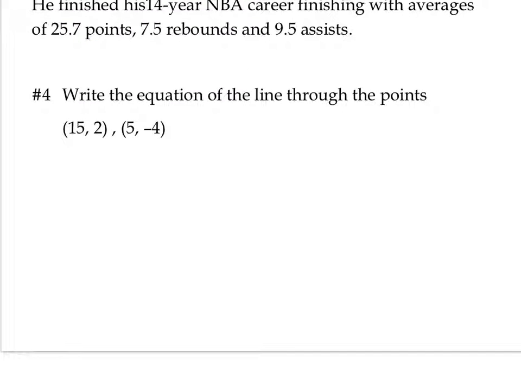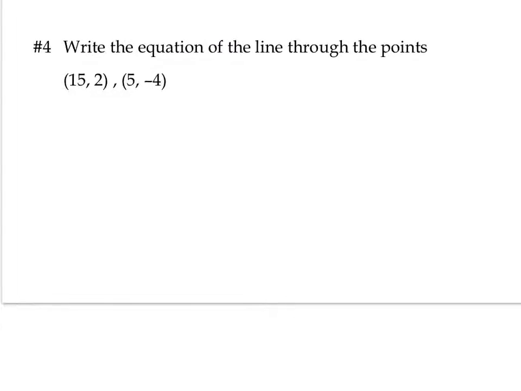All right, let's have you practice writing the equation for a line. You've got a couple of points there, 15 comma 2 and 5 comma negative 4. Write the equation of the line that goes through those 2 points. Press pause, try it on your own, and then let's see how you did.